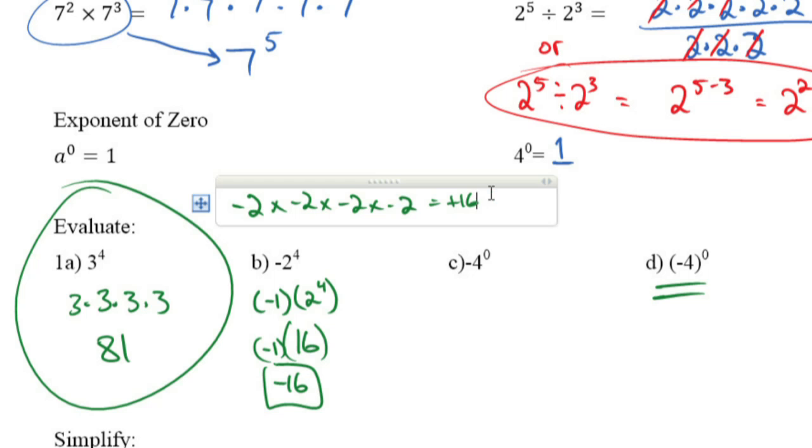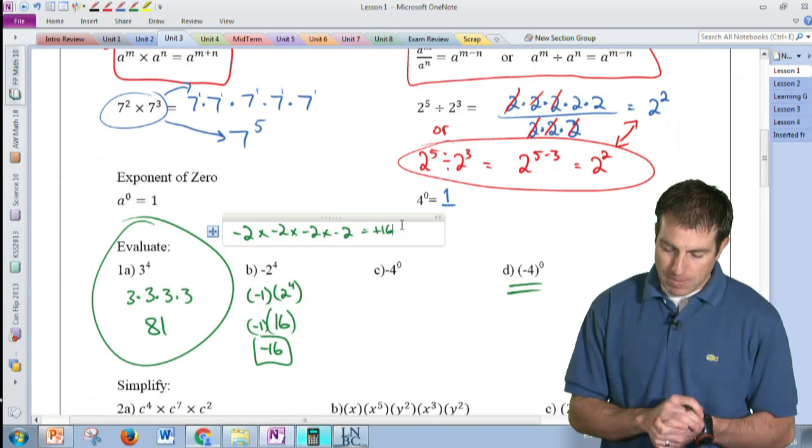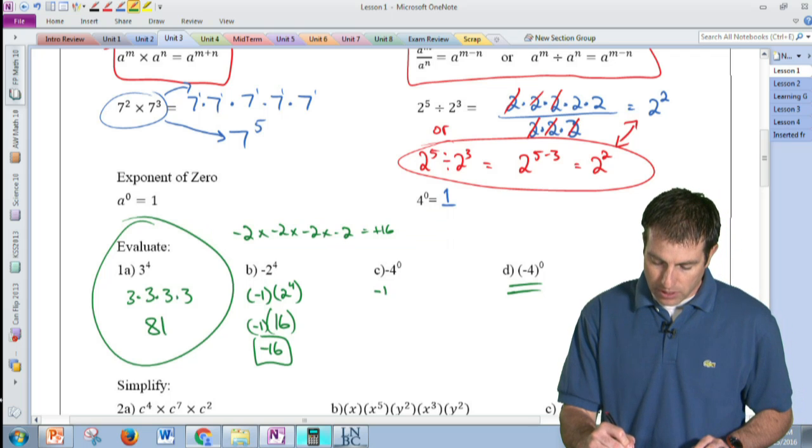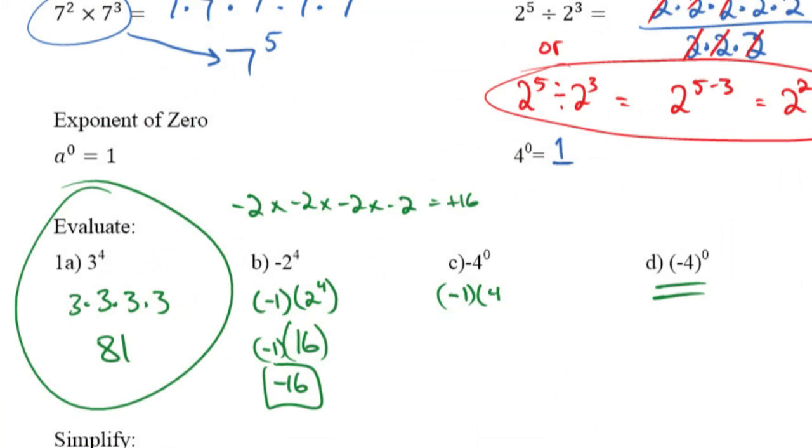Yeah, it's kind of like a semantics thing. And the same way we just dealt with that, we want to think of this as negative 1 times 4 to the power of 0, which is negative 1 times positive 1, because anything to the power of 0 is 1, which is going to give me negative 1. So 4 to the power of 0 is negative 1.